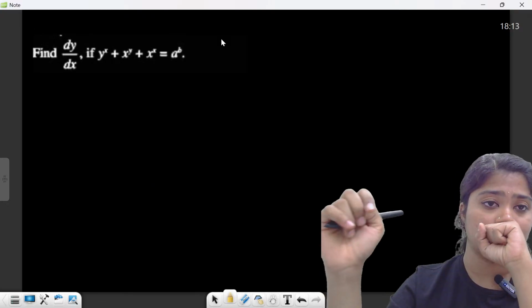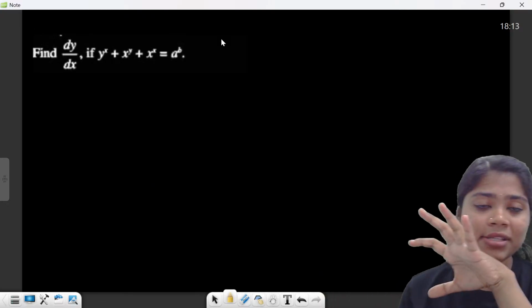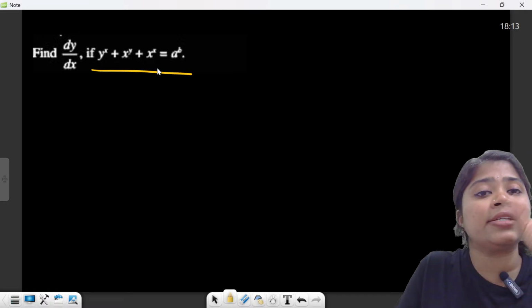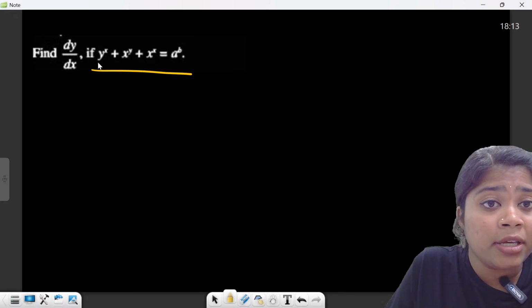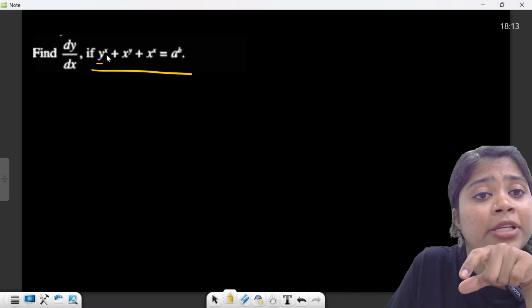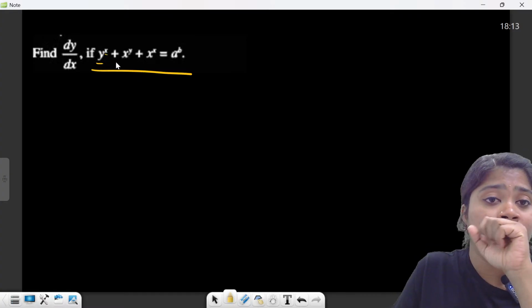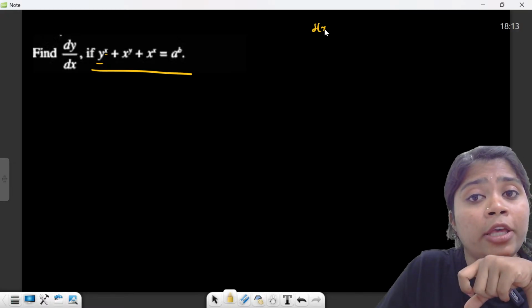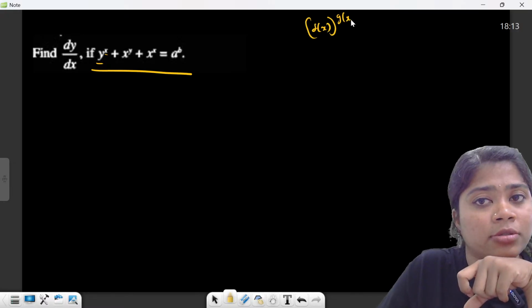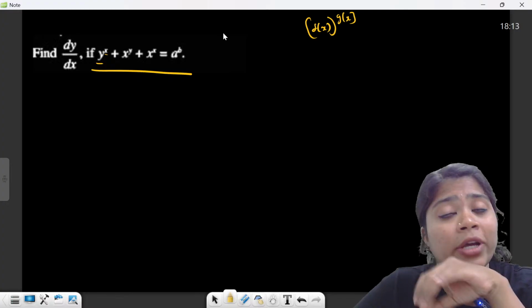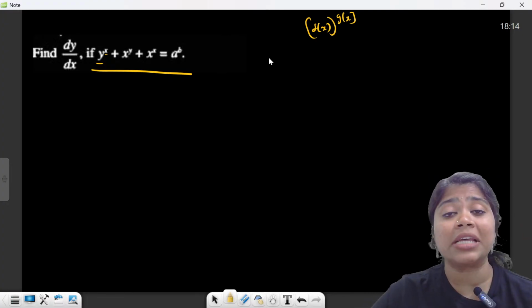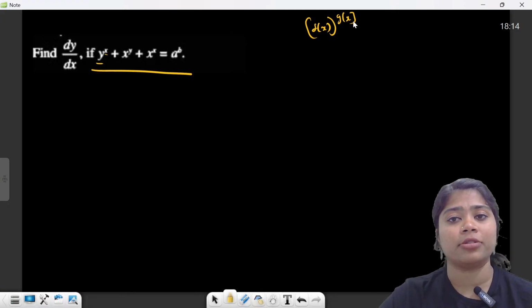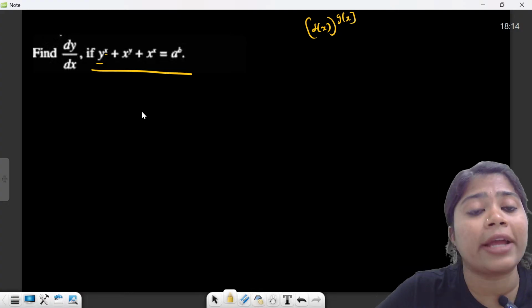Here is the next question. Look at this, it looks quite different. Here we want to find dy by dx. If you see, one variable is there, and the power is also a variable. So this is also an f of x to the power g of x function. We want to differentiate y with respect to x. So what can we do? Here this is actually an implicit function.